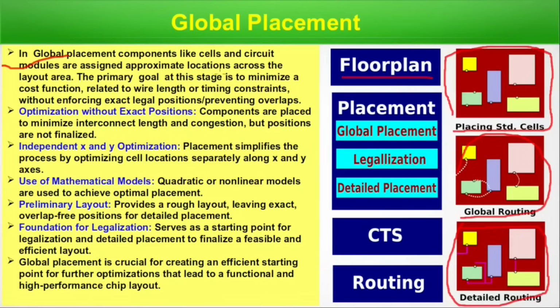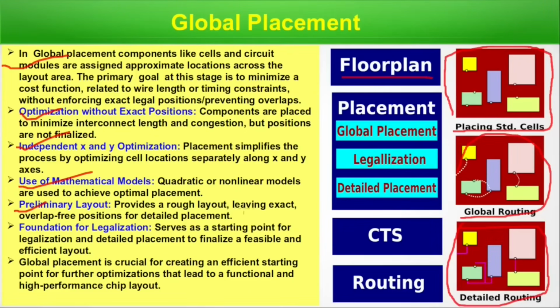In global placement, components like cells and circuit modules are assigned approximate locations across the layout area. The primary goal at this stage is to minimize the cost function related to wire length or timing constraints without enforcing exact legal positions or preventing overlaps. Optimization without exact position: components are placed to minimize interconnect length and congestion, but positions are not finalized. Independent X and Y optimization: placement simplifies the process by optimizing cell locations separately along the X and Y axes. And use of mathematical models: quadratic or nonlinear models are used to achieve optimal placement.